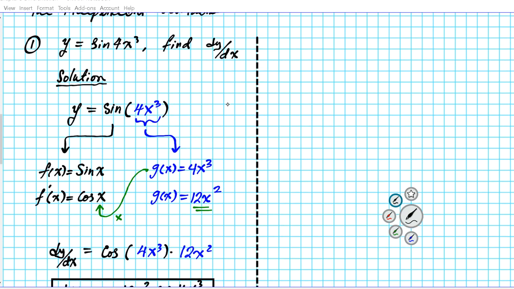All right, let's take a look at number 2. So for question number 2, let's say we have the following function. If h of w is equal to cosine w to the fourth, then h prime of w is equal to, so let's go ahead and find that out.